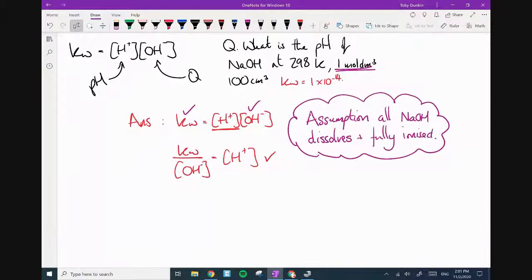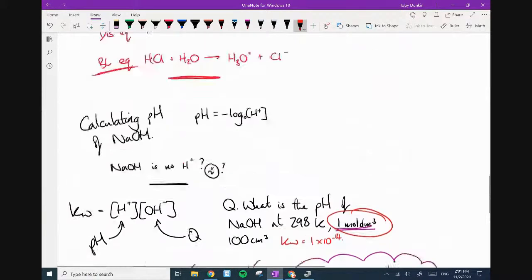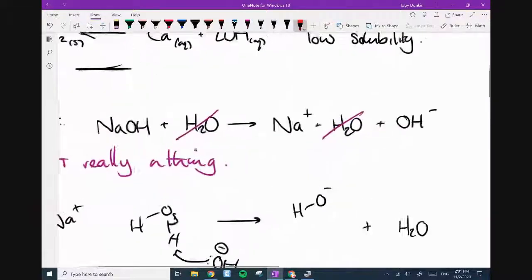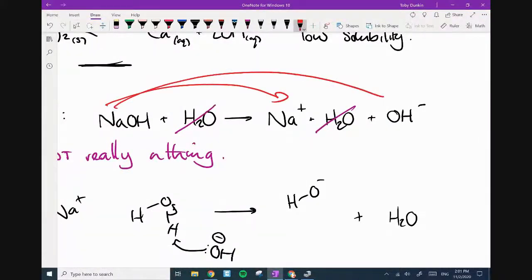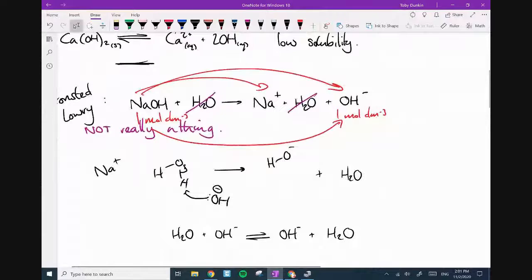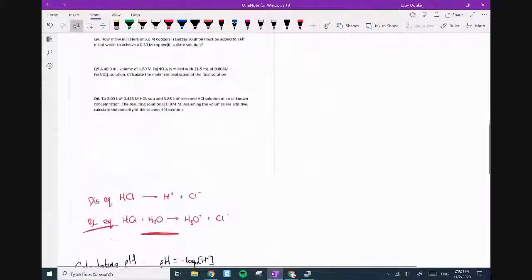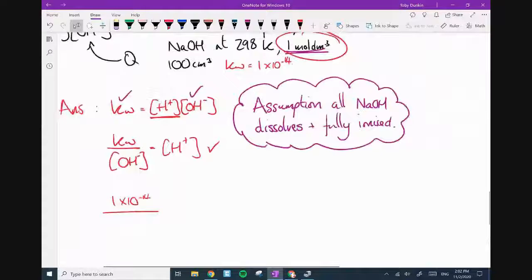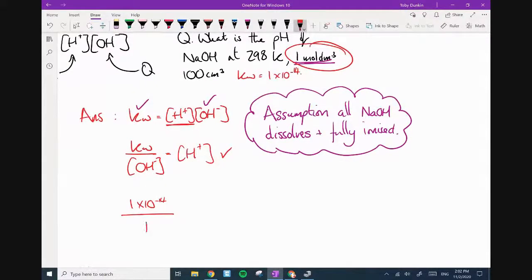But that is the assumption I'm having to make here. Right, now I can input my data. Kw is 1 times 10 to the minus 14 over the concentration of hydroxide ions. Now, because the sodium hydroxide dissociation equation is a 1-to-1, the concentration of that one being 1 mole per dm cubed will mean that the OH- concentration also becomes 1 mole per dm cubed, because it's fully ionized and fully dissolved. Right, so I can insert that concentration down there.